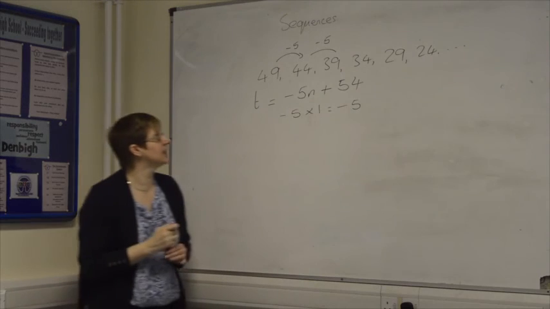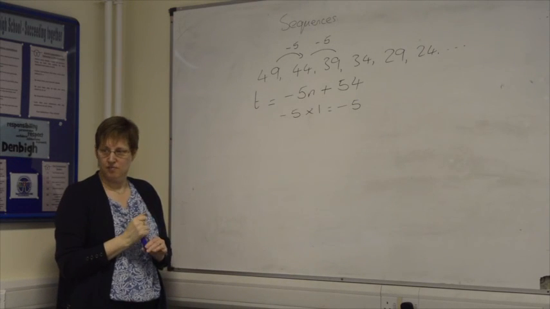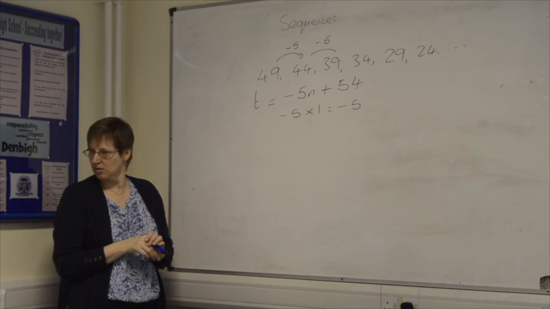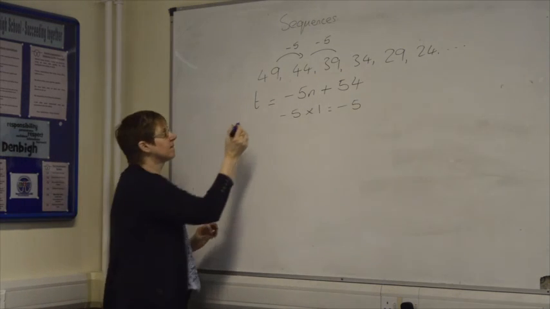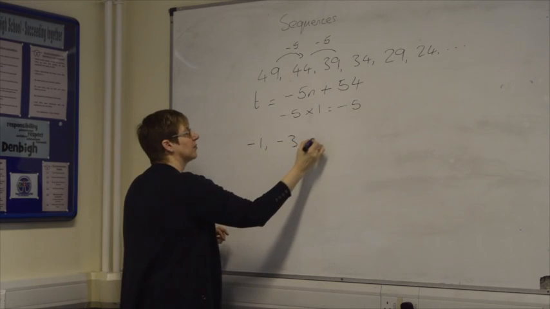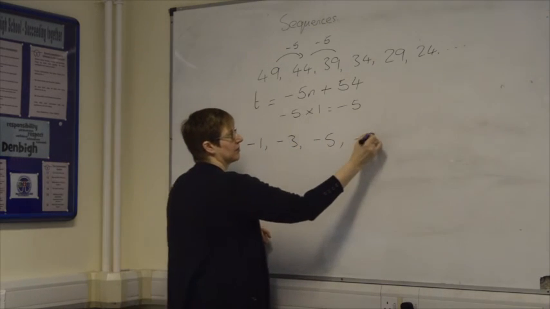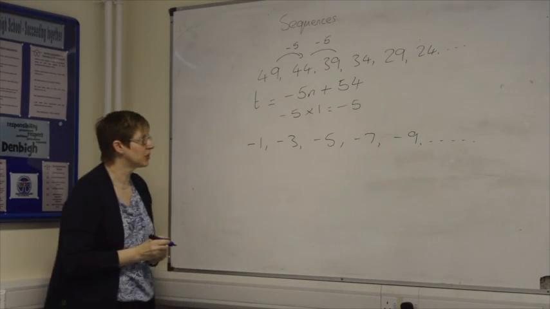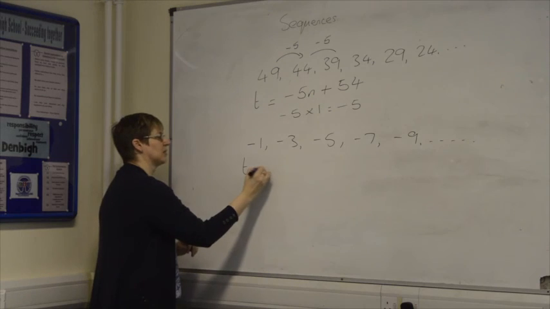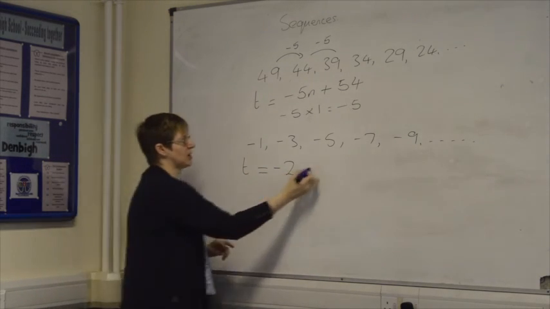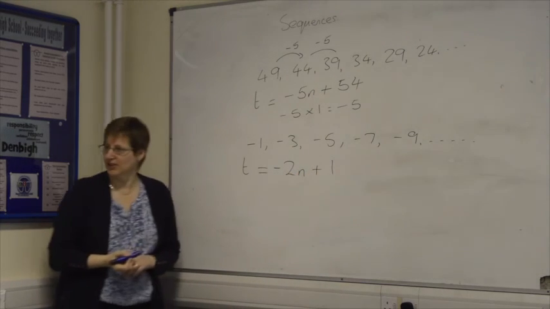Anyone else got one with negatives or getting smaller? Anyone else got one? Matthew, did you have one? Oh, yeah. Go on. -1, -3, -5, -7, -9. Lovely. Right. So what did you have as your formula for that one? -2n plus 1. Right, minus 2n plus 1. Absolutely right. Well done. Good.